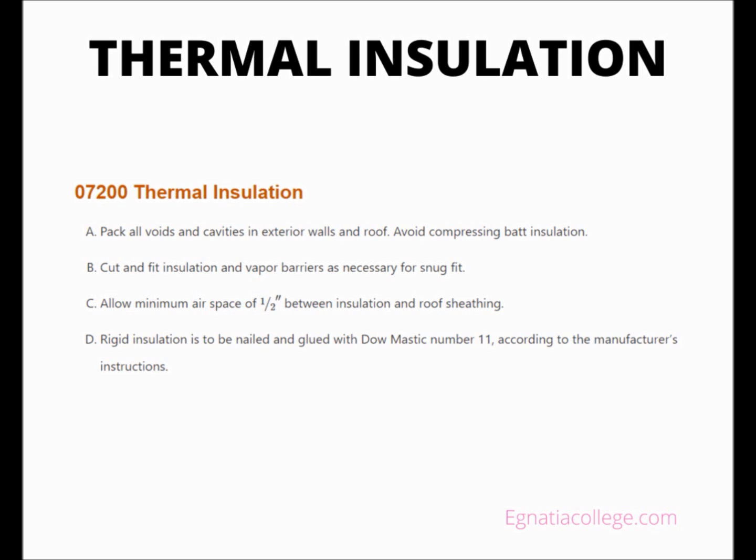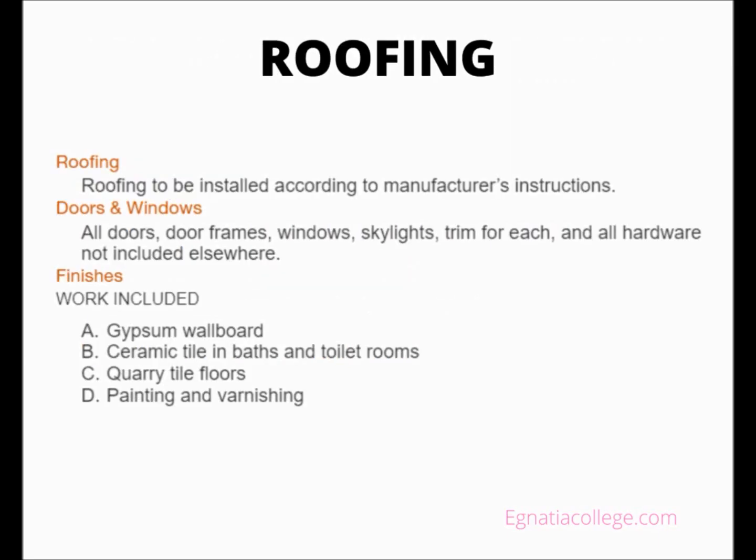Cut and fit insulation and vapor barriers as necessary for snug fit. Allow minimum air space of 1/2 inch between insulation and roof sheathing. Rigid insulation is to be nailed and glued with Dow Mastic Number 11, according to the manufacturer's instructions. Roofing. Roofing to be installed according to manufacturer's instructions. Doors and windows. All doors, door frames, windows, skylights, trim for each, and all hardware not included elsewhere. Finishes. Work included: gypsum wallboard, ceramic tile in baths and toilet rooms, quarry tile floors, painting and varnishing.